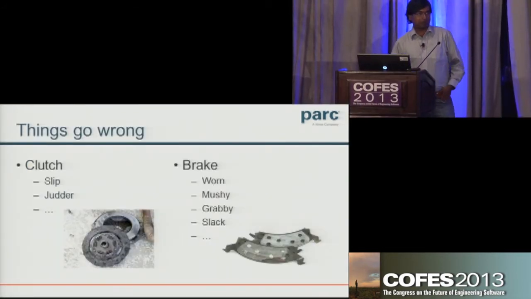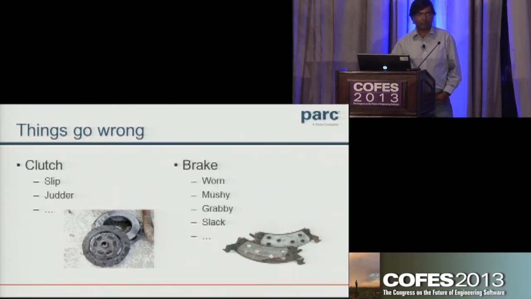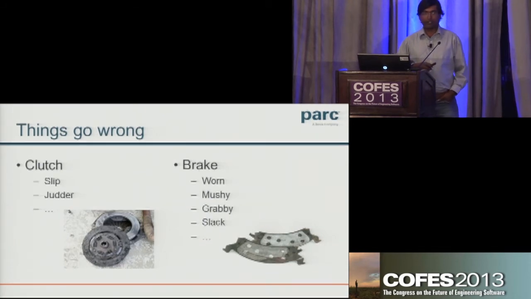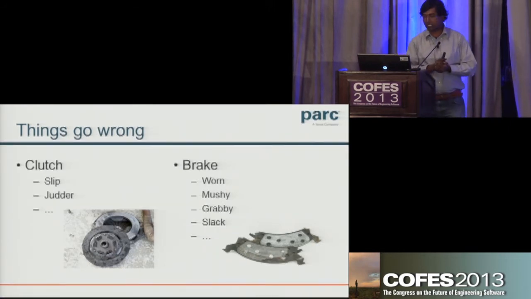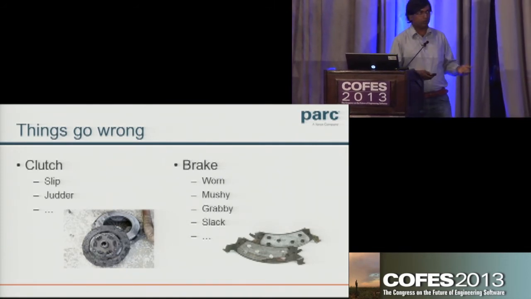So Murphy's Law: anything that can go wrong will eventually go wrong, and things do go wrong. We are all familiar with these things. Here are a couple of examples from the automotive domain, clutches and brakes. They have different kinds of behavior during fault. Clutches slip, they judder, they shake; brakes get worn, mushy, grabby, slack, and we know what to do about these things.